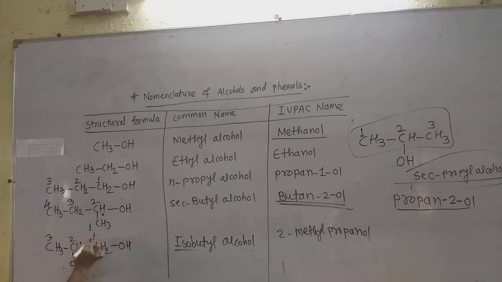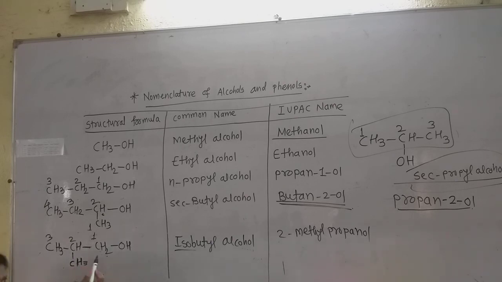Now at the second carbon atom there is the substituent methyl group, and at the first carbon atom there is the functional group OH, that is the alcoholic group. Now the name of this alcohol is given. First write down the number of the substituent and the name of the substituent. As at the second carbon there is the methyl group, it is 2-methyl. And in the chain there are 3 carbons, so the parent alkane is propane, so write down propane.